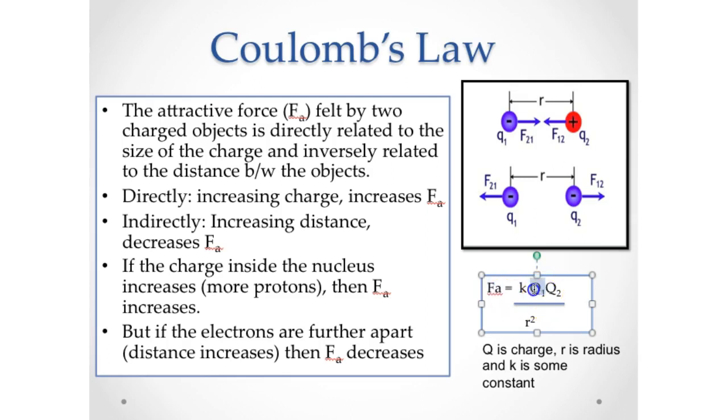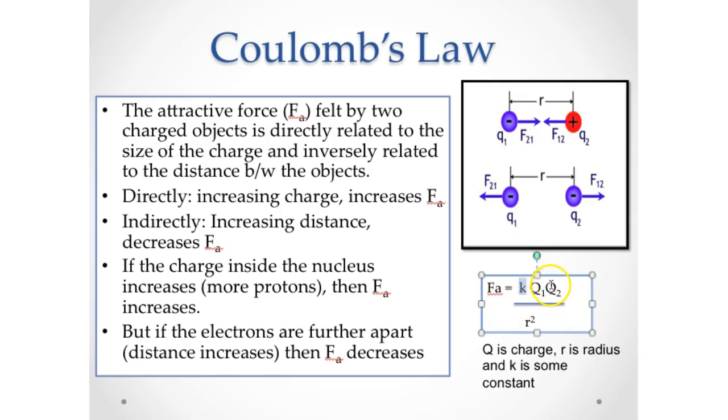So for example, Q1 here represents charge. Q2 represents the charge of something else. It could be an atom, it could be an electron. And R represents the radius. Sometimes you might see it as d squared, or r squared. K just stands for a constant. Don't worry too much about it. Constants just allow us to change units.